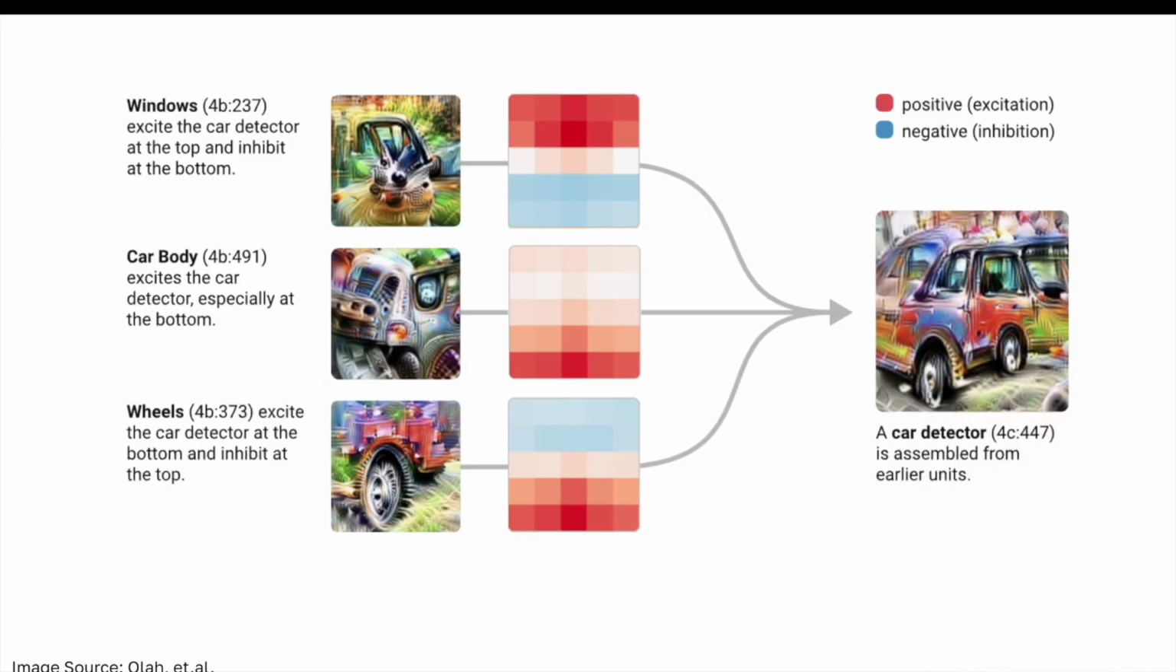Here's a great example where we have a window detector, a car body detector, and a wheel detector kind of in the middle of our model. And then those combine together to be a car detector. And so neurons in our model will detect windows or car bodies and wheels, and they'll combine together to be a car detector. Pretty cool.